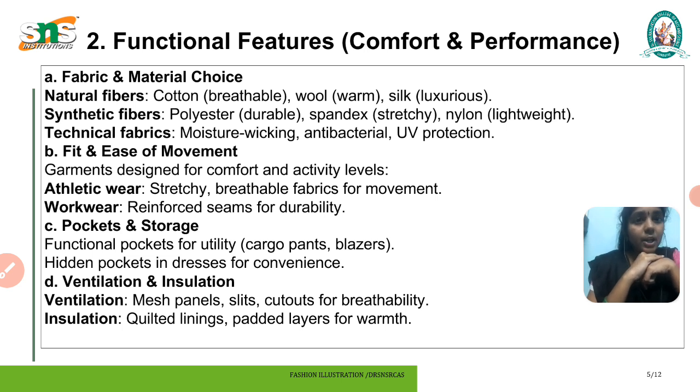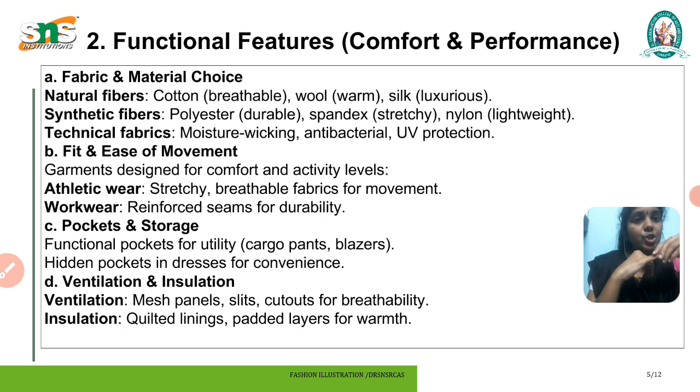The fabric and material choice. Natural fibers: cotton is a breathable one. Wool is a warmer one, it makes the wearer very warm. And next, silk is a luxurious one, so it makes it very lustrous and shining to the viewer. Synthetic fibers: polyester is a durable one. Spandex is a stretchy one, mainly used in sports garments. Nylon is a very lightweight one. So those are synthetic fibers.